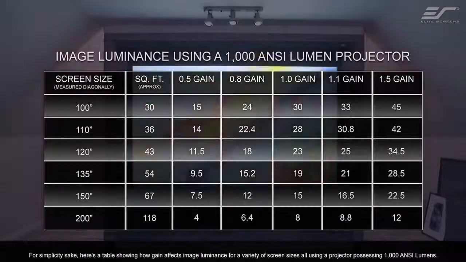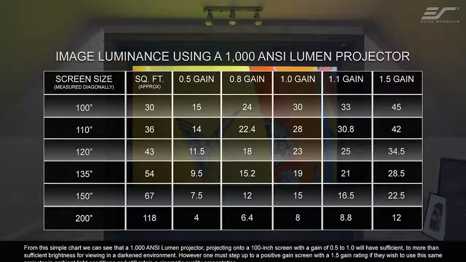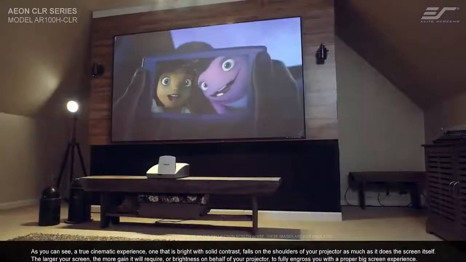For simplicity's sake, here is a table showing how gain affects image luminance for a variety of screen sizes, all using a projector possessing 1000 ANSI lumens. From this simple chart, we can see that a 1000 ANSI lumen projector projecting onto a 100-inch screen with a gain of 0.5 to 1.0 will have sufficient to more than sufficient brightness for viewing in a darkened environment. However, one must step up to a positive gain screen with a gain of 1.5 if they wish to use this same projector in ambient light conditions and still retain a cinematic quality presentation.